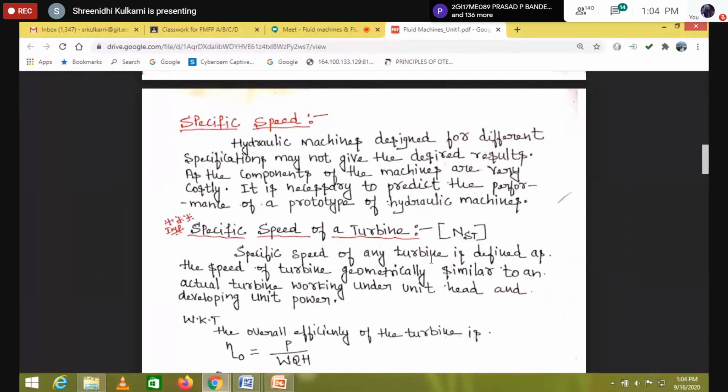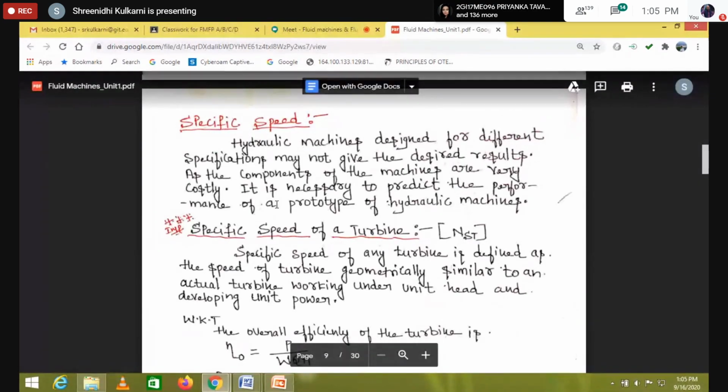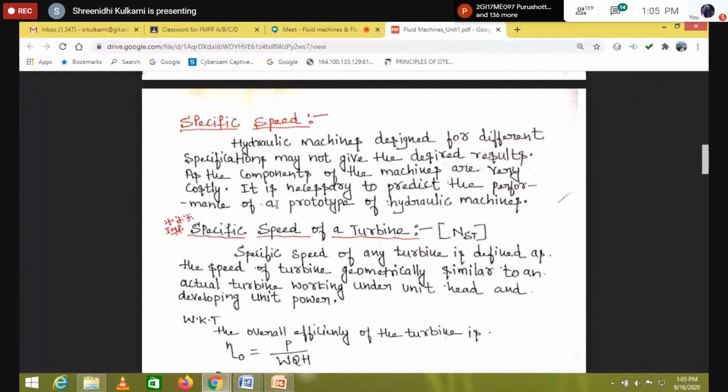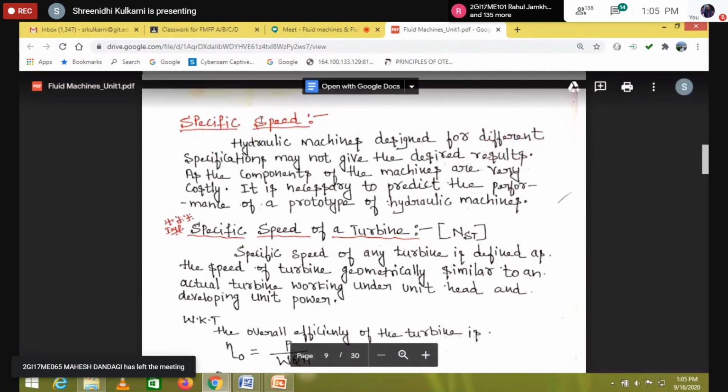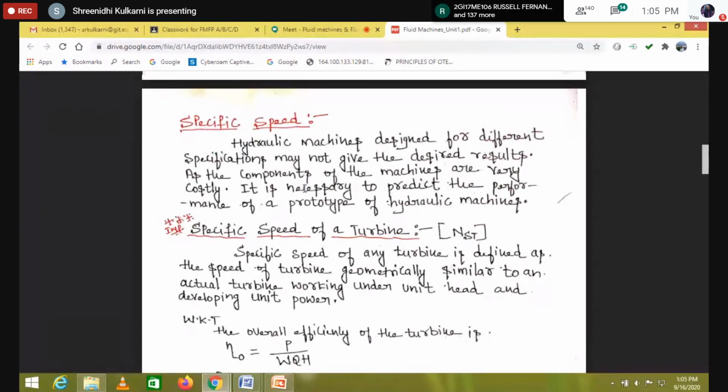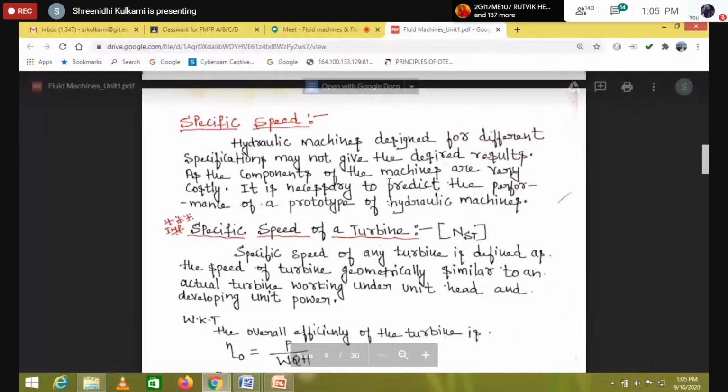Scaling up means we will scale it from the prototype as per our requirement and specifications. The specific speed is very important to select the particular turbine. The specific speed is a dimensionless term, and it is the parameter of greatest importance in incompressible flow machines. Here I am putting the word incompressible flow machine.